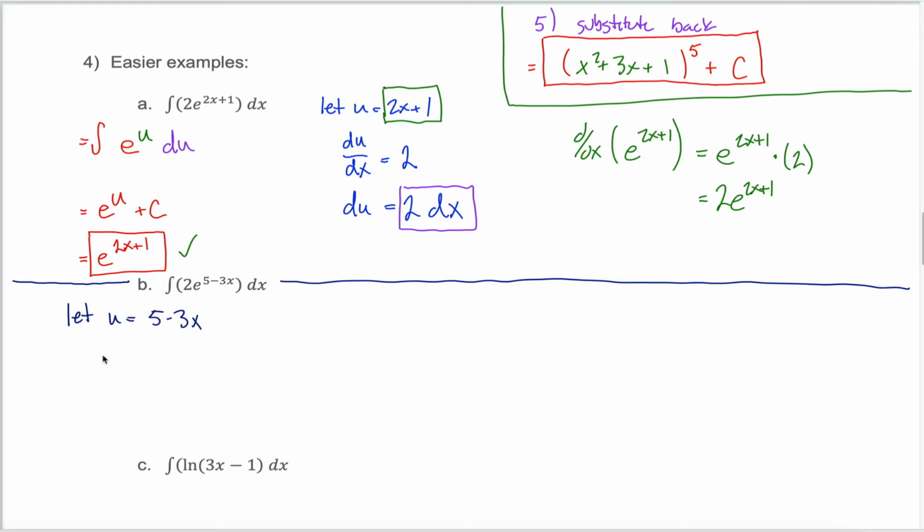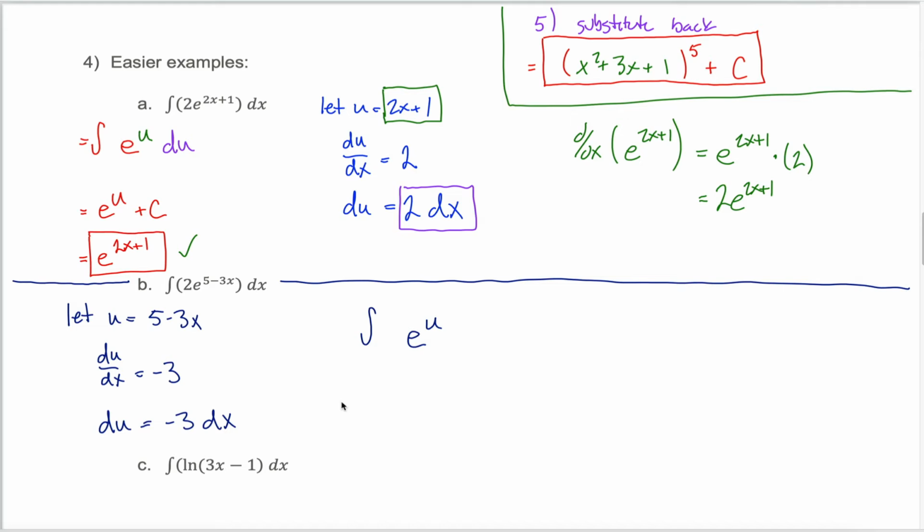If u is 5 minus 3x, then du over dx is equal to negative 3. The derivative of this is just negative 3. If I solve this equation for du, I get du equals negative 3 dx. And now I substitute line 1 and line 3 into this integral. I see my e raised up to the 5 minus 3x power, but instead of writing 5 minus 3x, I'm going to write a u, so I get e to the u power.